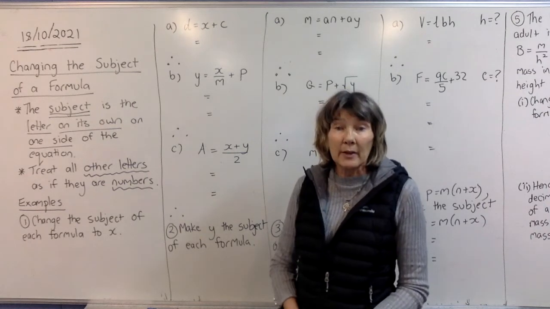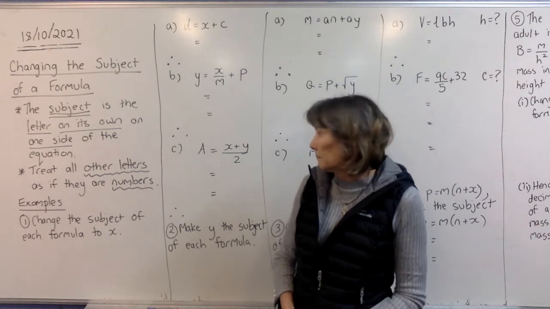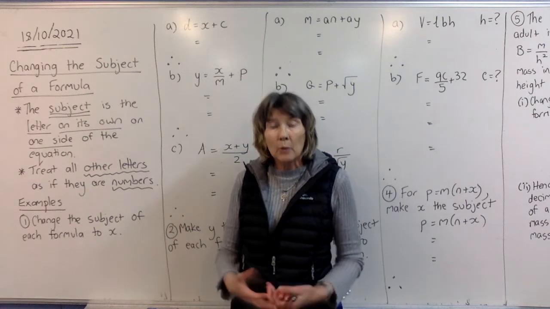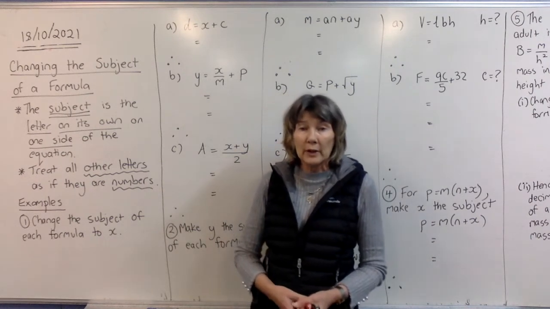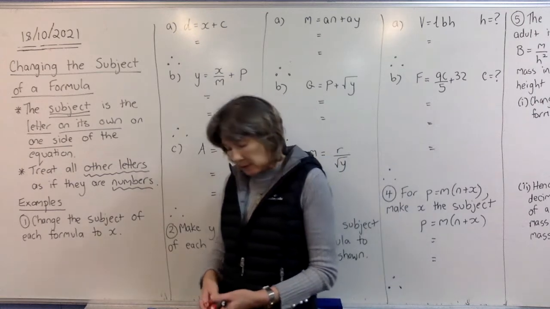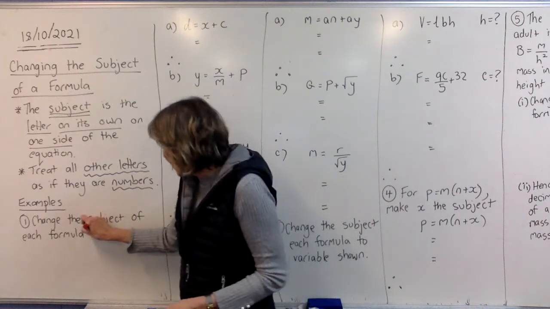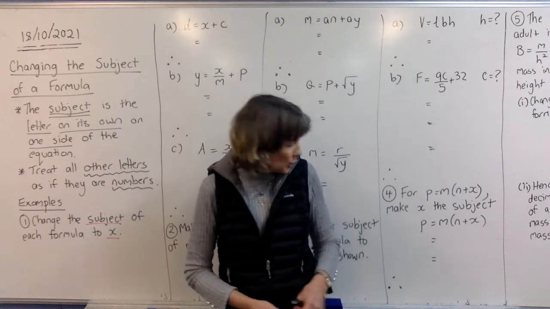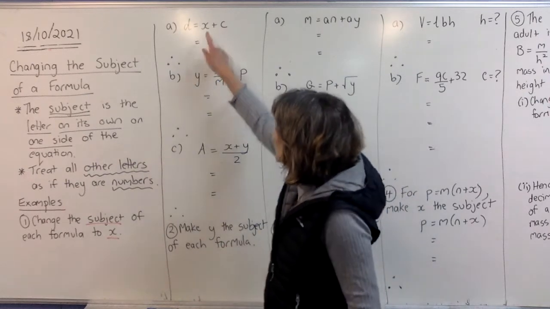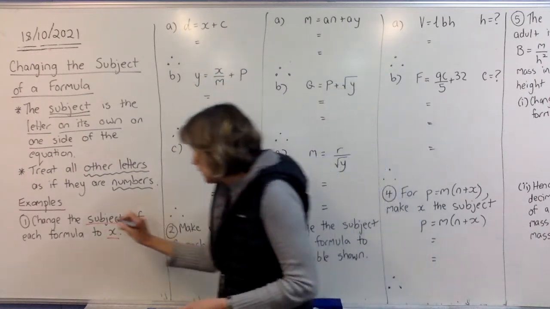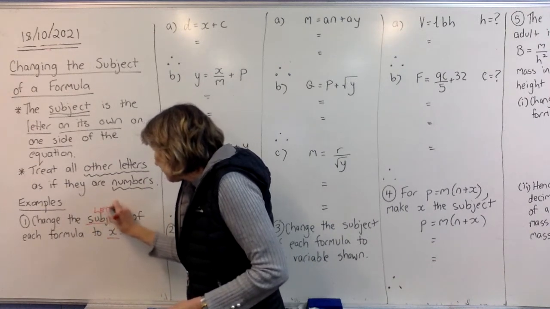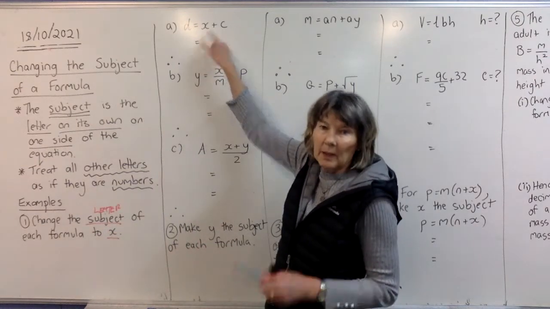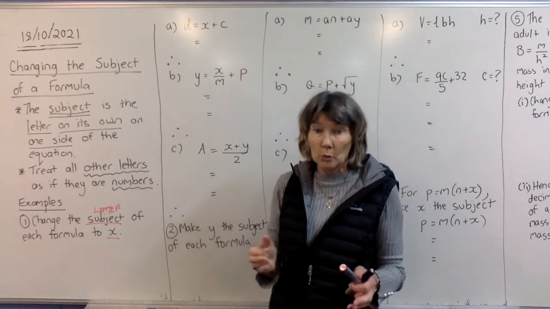The subject is the letter that's on its own on one side of the equation. All other letters, you're going to pretend that they're numbers. You treat them like you would if you were solving an equation and they were numbers. In this first question, we're asked to change the subject of the formula to x. So x is our letter, and every other letter there is going to be treated as you would a number.